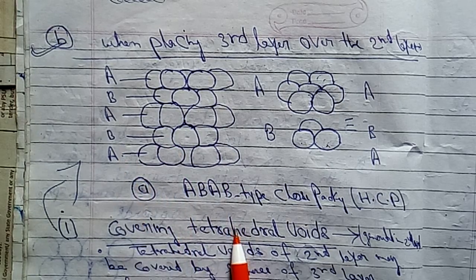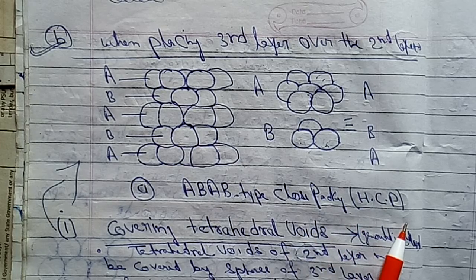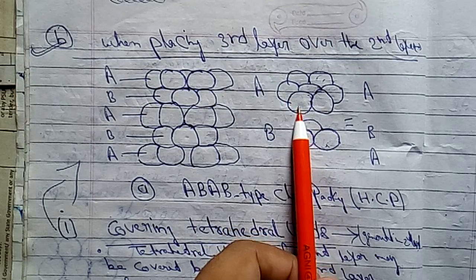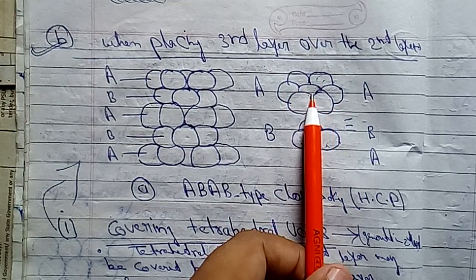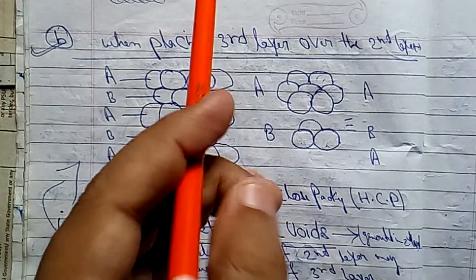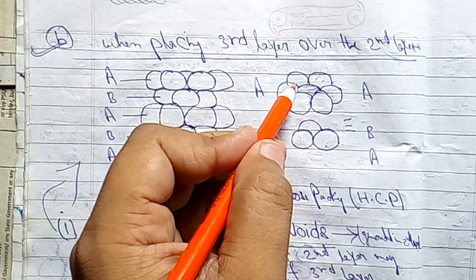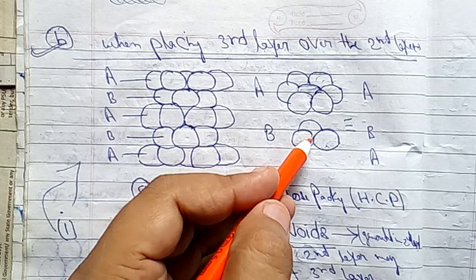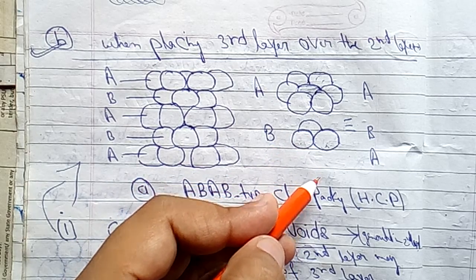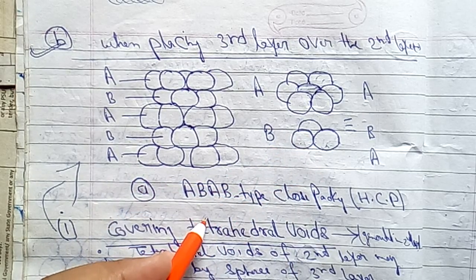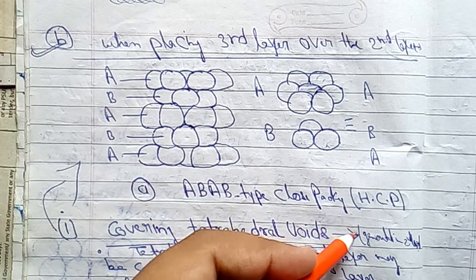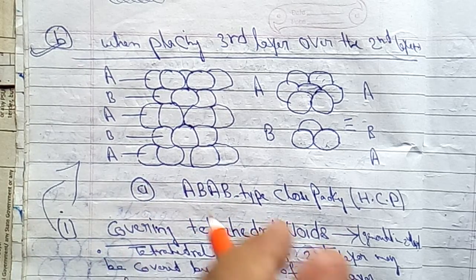Therefore it is called hexagonal close packing. Hexagonal means six atoms combined. Let's see, 1 2 3 4 5 6. So this central atom is in combination with how many? 1 2 3 4 5 6. Therefore it is called hexagonal close packed layer, and the type of packing is called AB type close packing in hexagonal close packed layer.